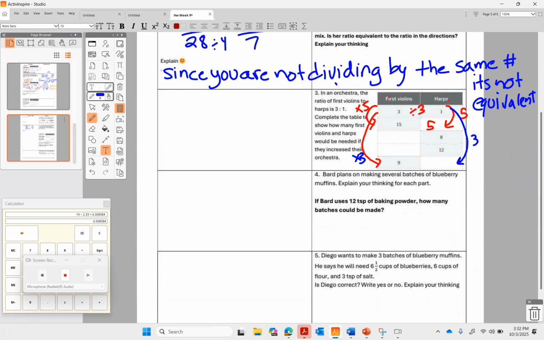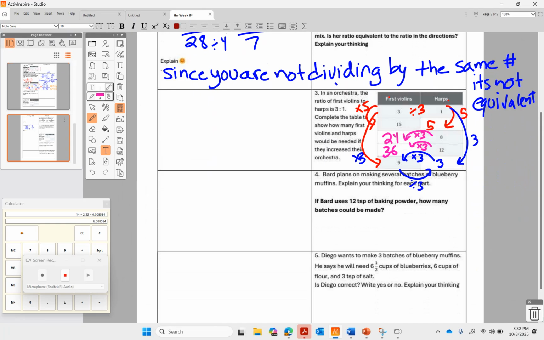The other thing that I do is, if I go this way, I'm dividing by 3, right? But if I go this way, I'm multiplying by 3. So I'm going to do that for my other two here. 12 times 3, 36, and 8 times 3 is 24. So that's how I get that all filled in.